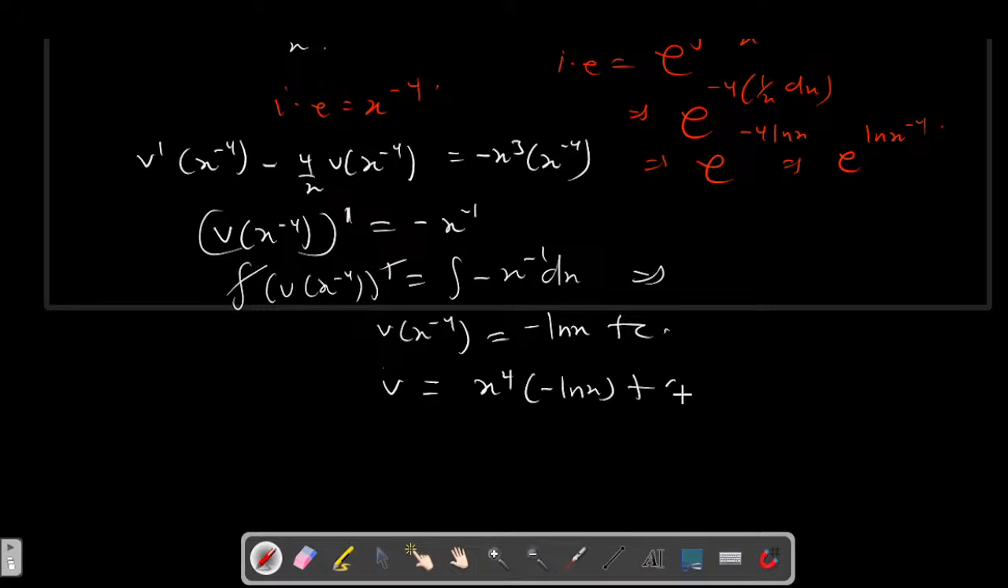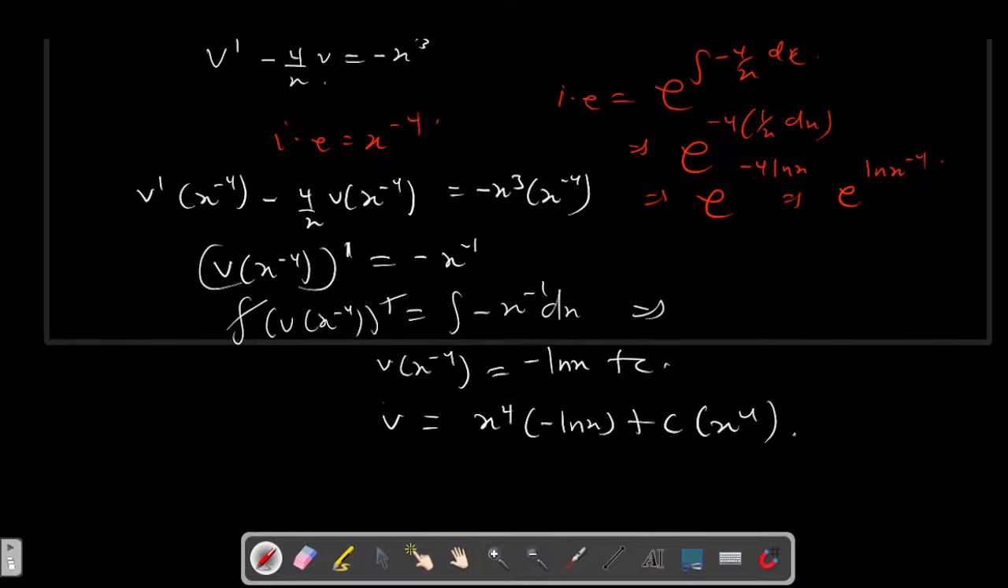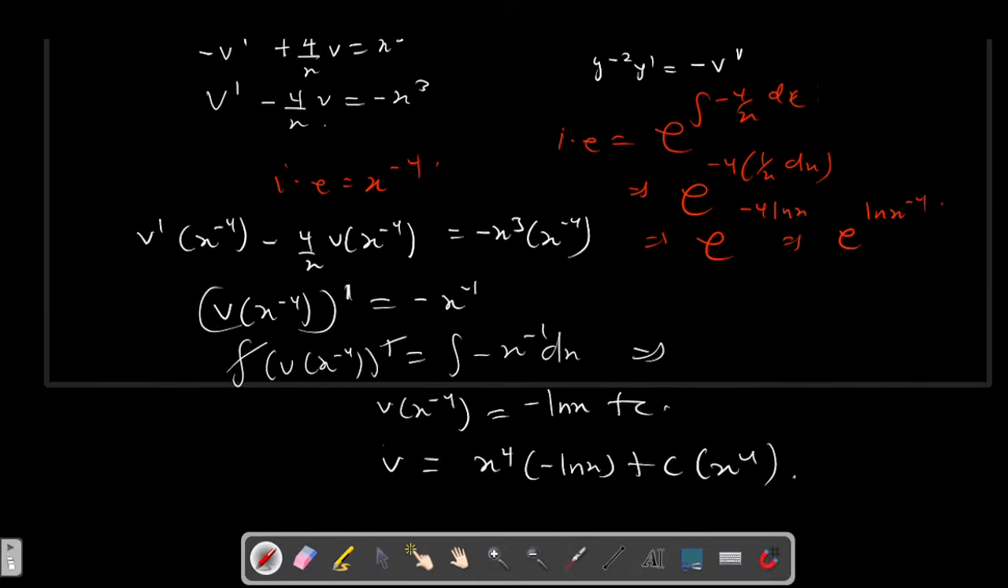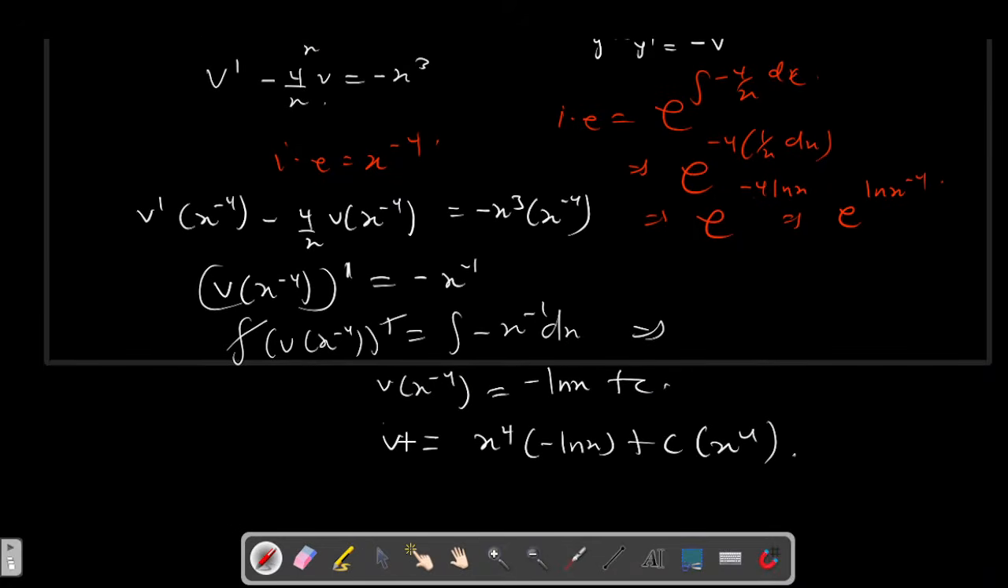X plus c multiplying what? X to the power 4, like this. Okay? So at this point, I have v successfully outside. So this is my value of v. Please, the question didn't give us v, it gave us y.